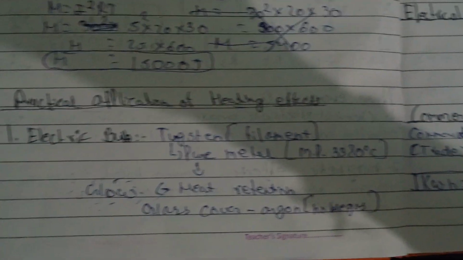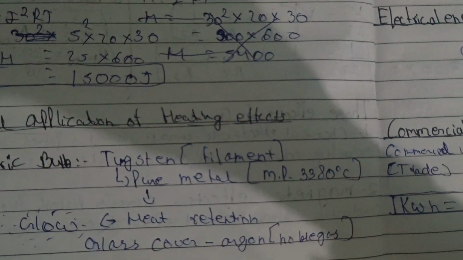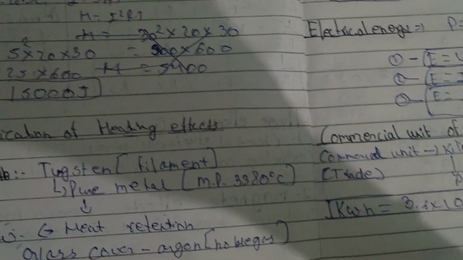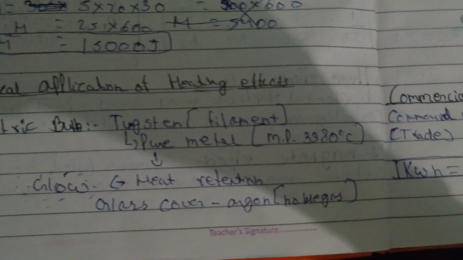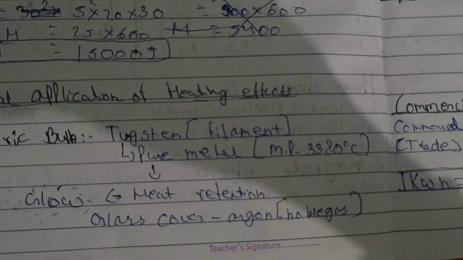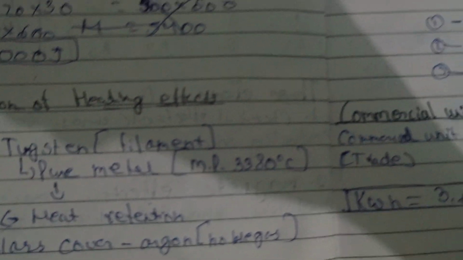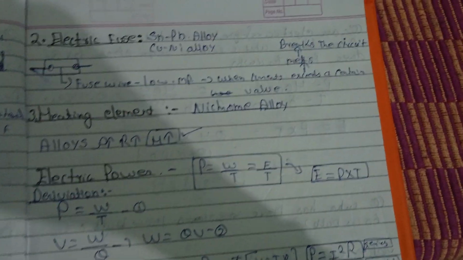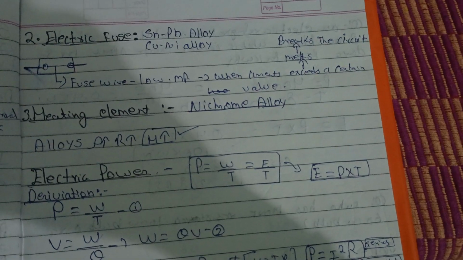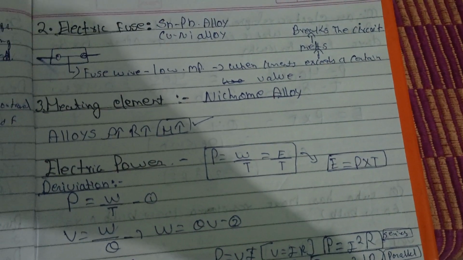There are practical applications. Electric bulb is made up of tungsten filament. This pure metal has a high melting point, so the bulb will glow and retain heat. The glass cover of the electric bulb is filled with argon, which is basically a noble gas. And two is the electric fuse. Fuse wire is made up of an SnPb alloy or copper nickel alloy.